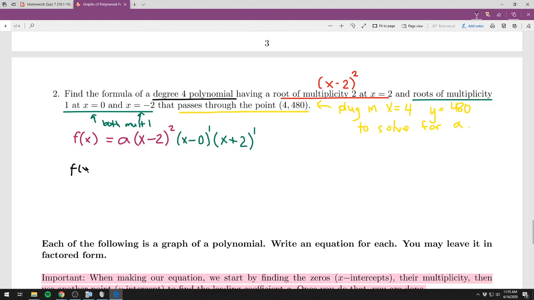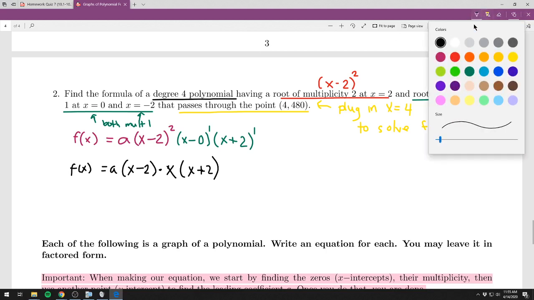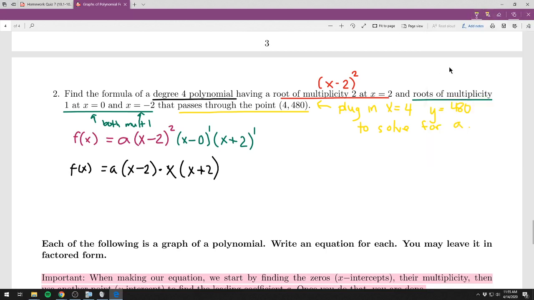So f of x equals a. Now we're going to leave this alone, x minus 2 squared. X minus 0 is just x, and anything to the first power is just itself. So we can leave this as just x. And then x plus 2, can't really simplify that, but we don't need to write the first power anymore, because it's understood. Right, but this is pretty much simplified.